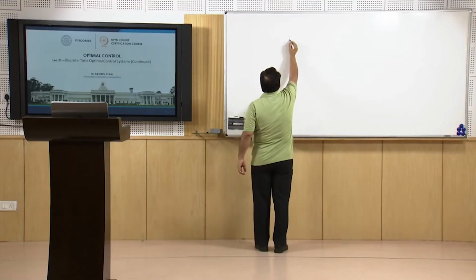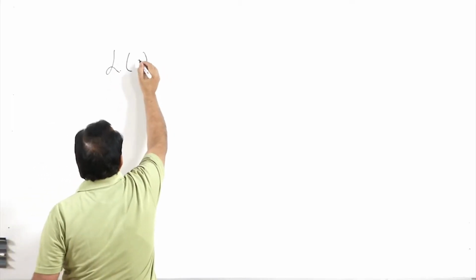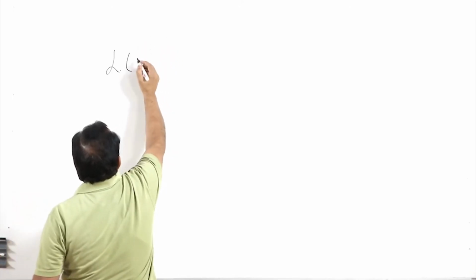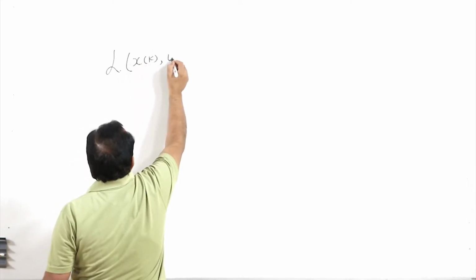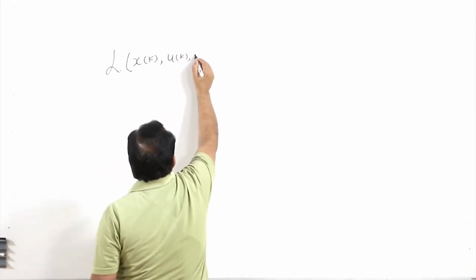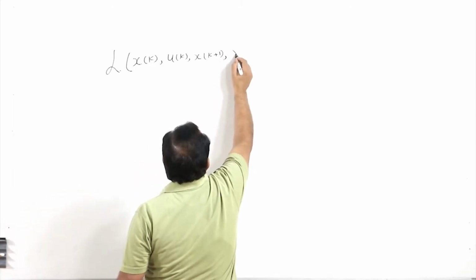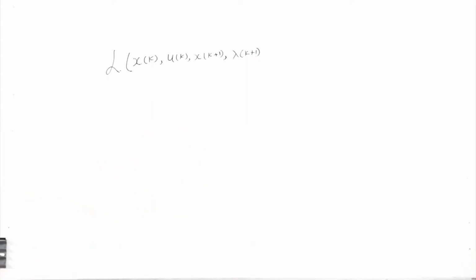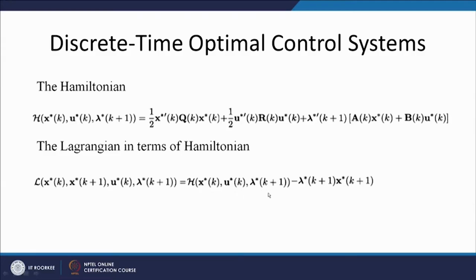So, I am writing my L as a function of x k, u k, x k plus 1, lambda k plus 1, and this is equal to my H, which is also a function of x k, u k and lambda k plus 1.